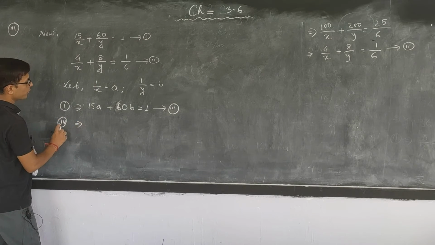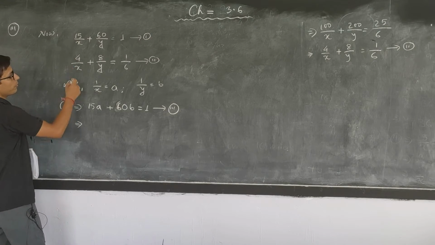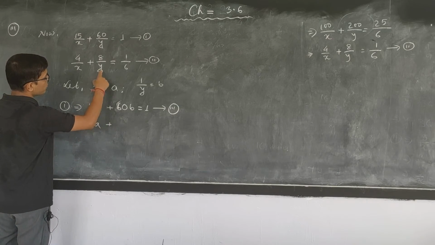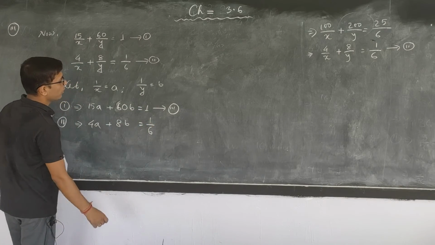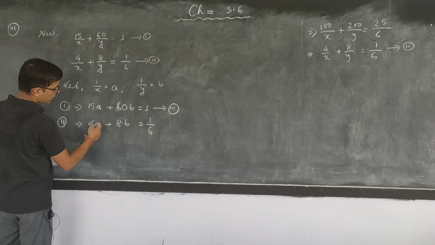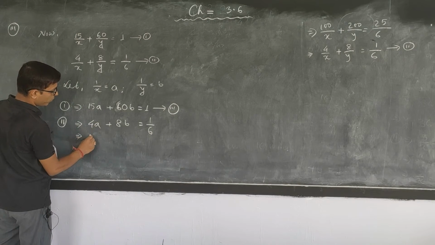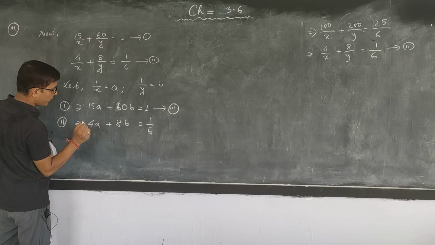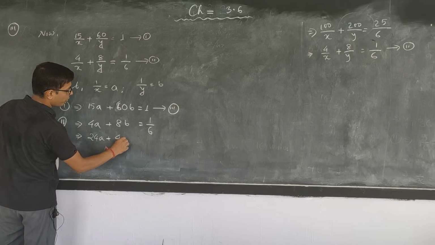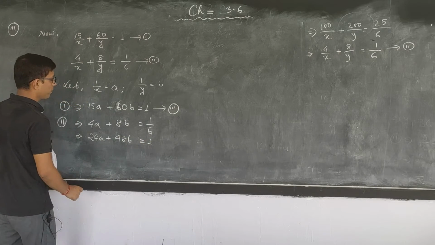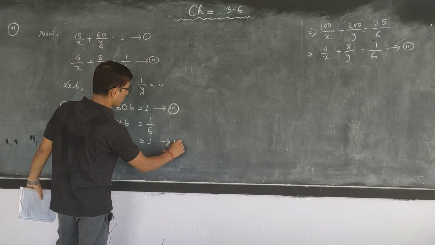And equation number 2 implies this will become 4 times a and this will become 8 times b, equal to 1 upon 6. Just cross multiply, then it will become 6 fours are 24a plus 48b is equal to 1. That will be, suppose, equation number 4.